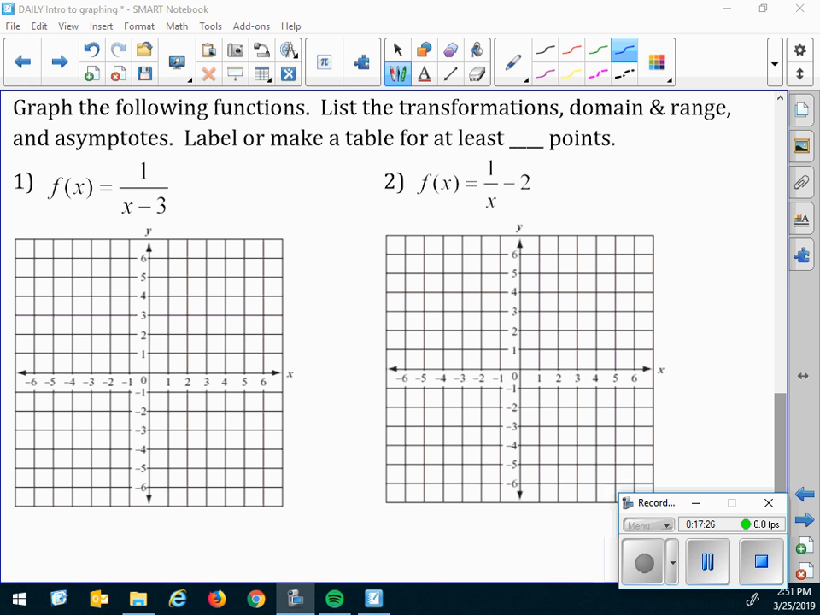This is your first one. So over on the white, beside the first grid, I want you to write f of x equals 1 over x minus 3. Now notice what it says. List the transformations, the domain and range, and the asymptotes. Label or make a table for at least. Now you're going to think this is a lot.